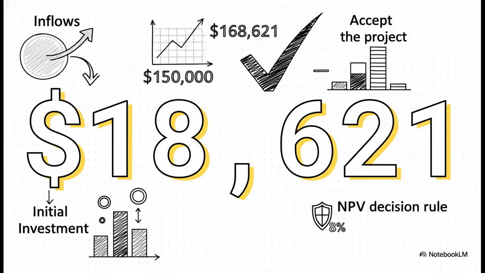So we take that total, $168,621, and we subtract our initial cost of $150,000. And what do we get? A positive $18,621. This leads us to the most important rule in all of finance. If NPV is positive, you accept the project, period. It means the project is earning more than our 8% requirement, and it's going to create real value.